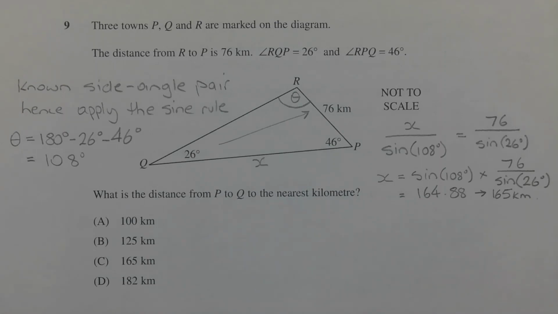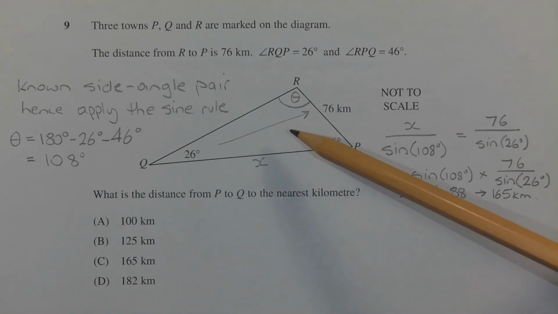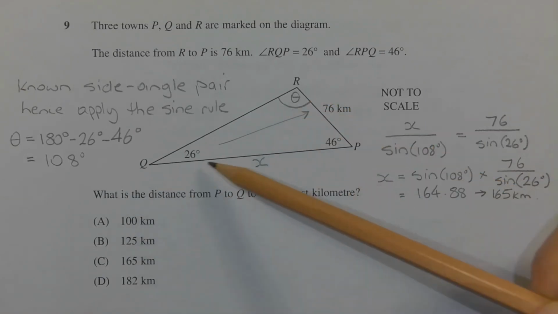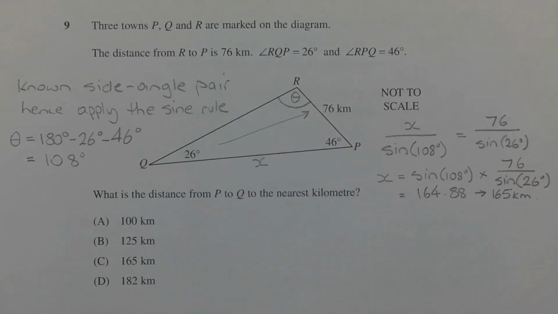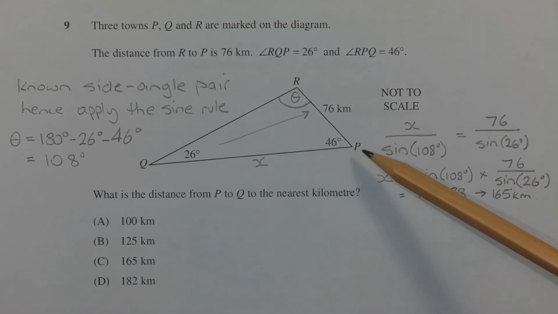But before we can apply the sine rule, we need this side here, but we also need the angle opposite the side that we're trying to find in order to apply the sine rule. So I need to find this angle here first, which I've marked with angle theta. So this is angle QRP.